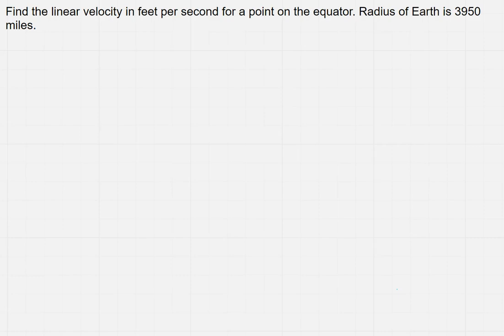We want to find the linear velocity in feet per second for a point on the equator. In order to do that, we would have to know the radius of the Earth. And they were so nice in this problem, they already told us that the radius of the Earth is 3,950 miles. So I have a whole bunch of information.